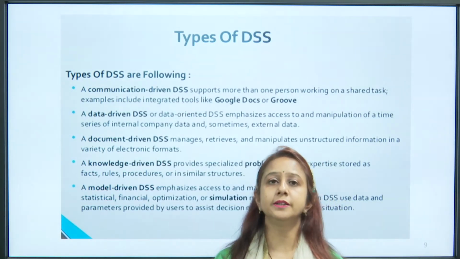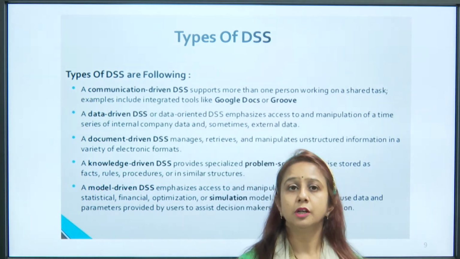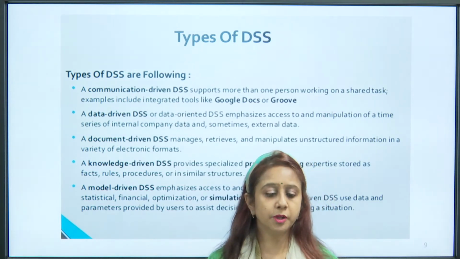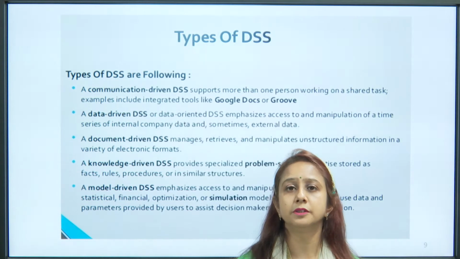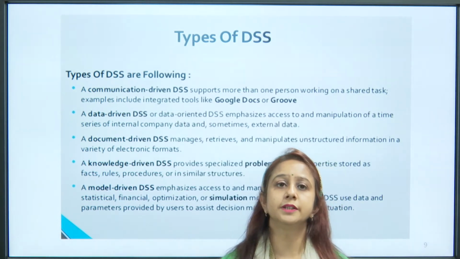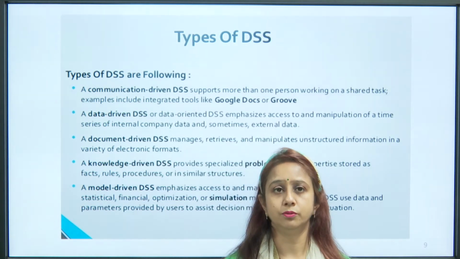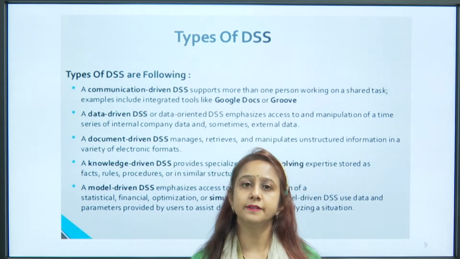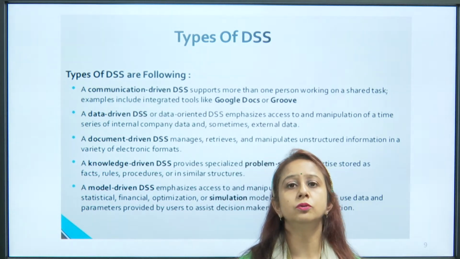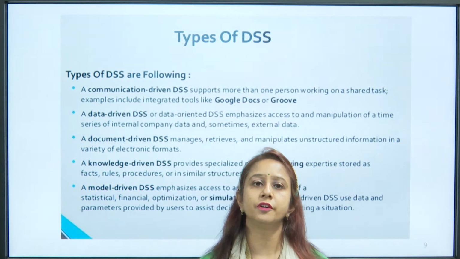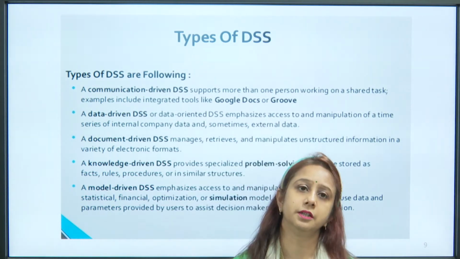So, when we talk about decision support systems, we have the following kinds. Communication-driven system: a communication-driven decision support system supports more than one person working on a shared task. For example, it includes integrated tools like Google Docs or Groove. Then comes the data-driven decision support system. It emphasizes access to and manipulation of a time series of internal company data and sometimes external data also.